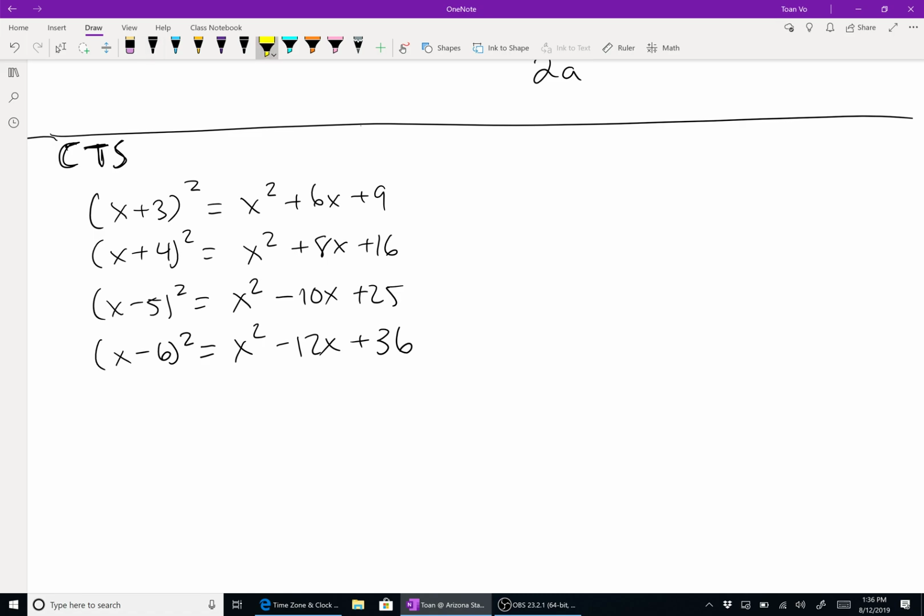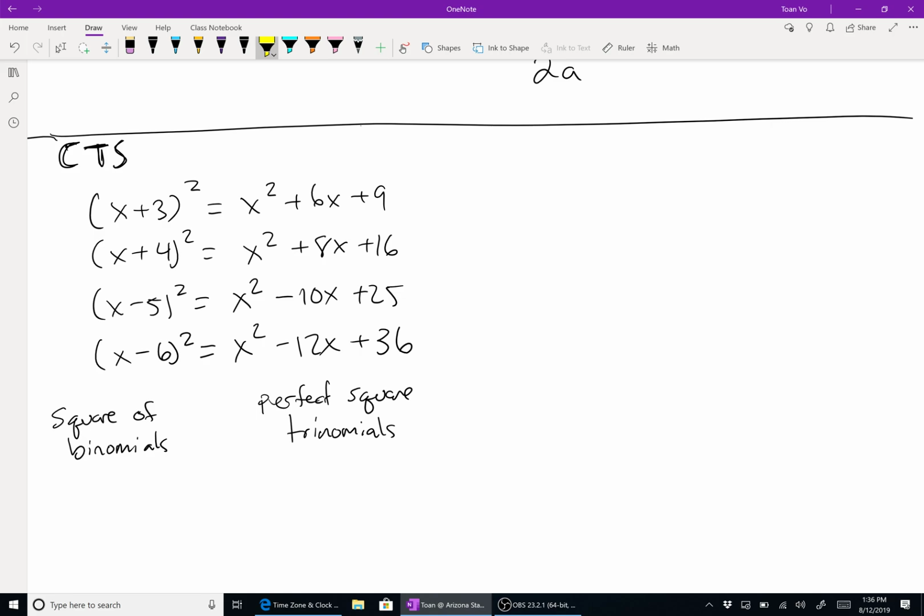The reason why completing the square works is because, on the left-hand side, just so we're talking about the same vocab, these are squares of binomials. On the right-hand side, these are perfect square trinomials. So I'll be using those terminologies just so you know what I'm talking about. The reason why completing the square works is because the structure of perfect square trinomials has the same relationship to its square of a binomial.